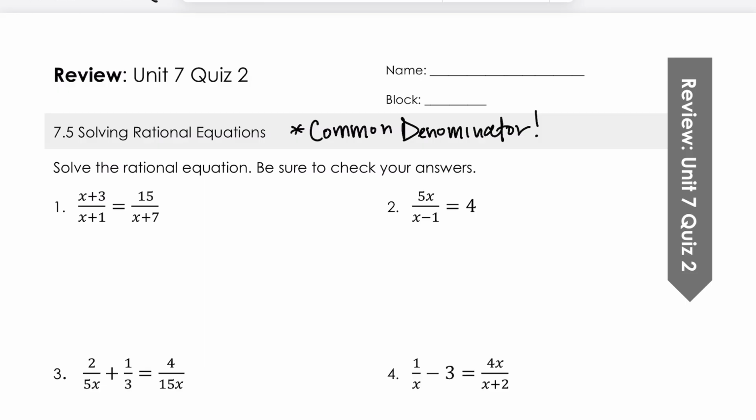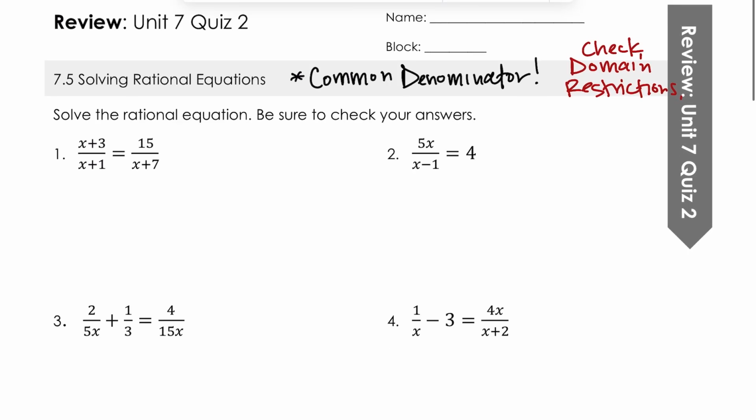And then the other thing is we need to check our answers. We need to check that whatever answer we get is not one of the domain restrictions. So we need to check the domain restrictions. All right, so let's get to it, finding the common denominator.